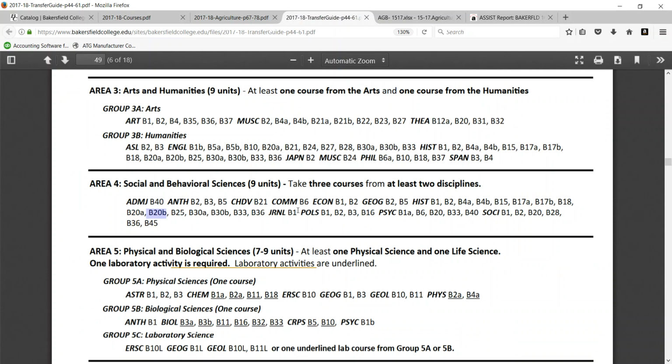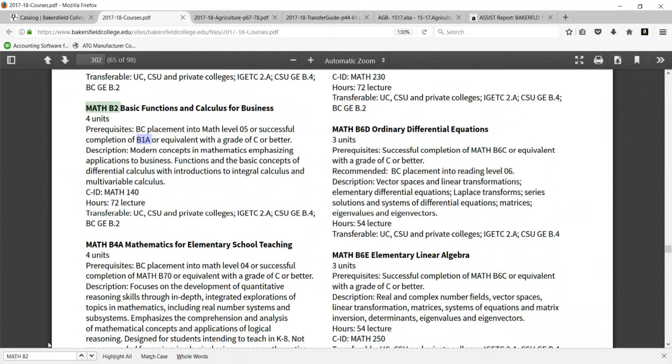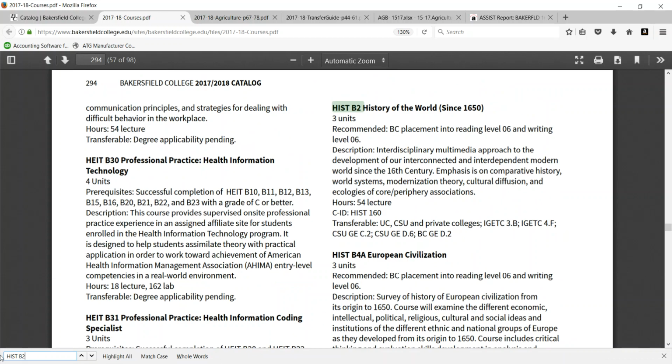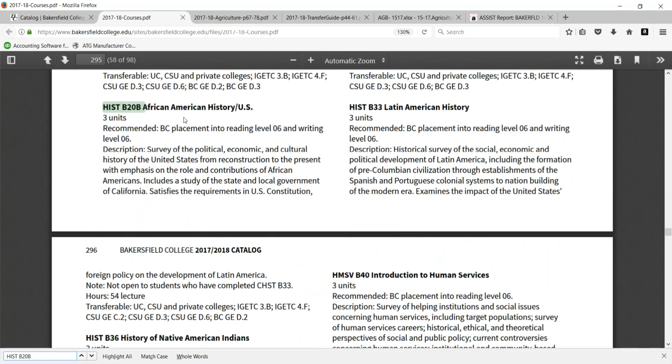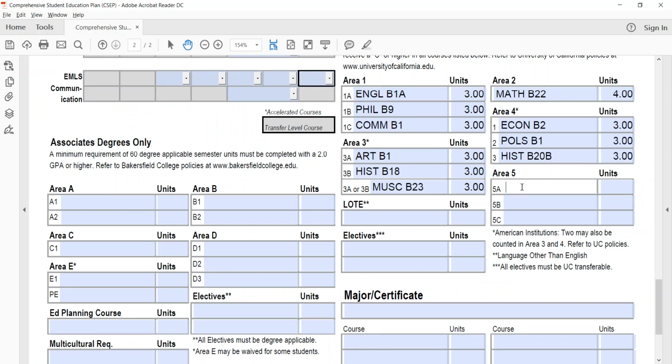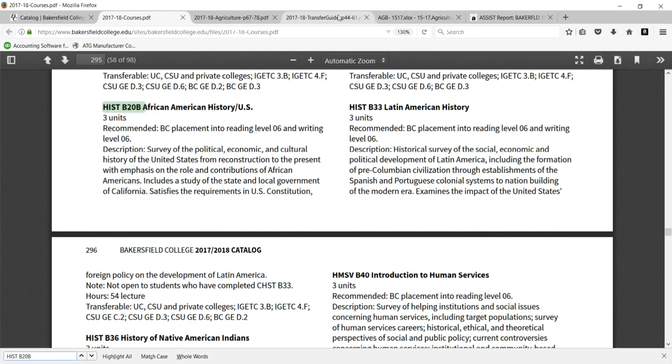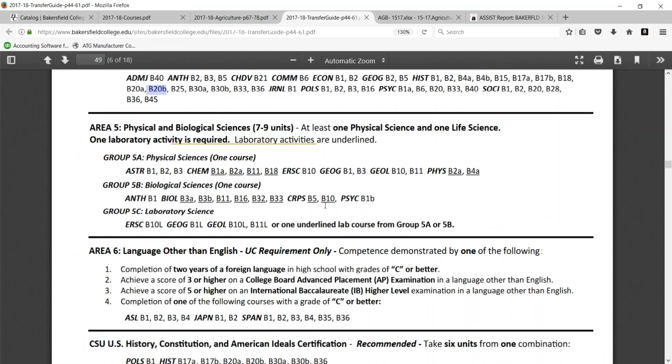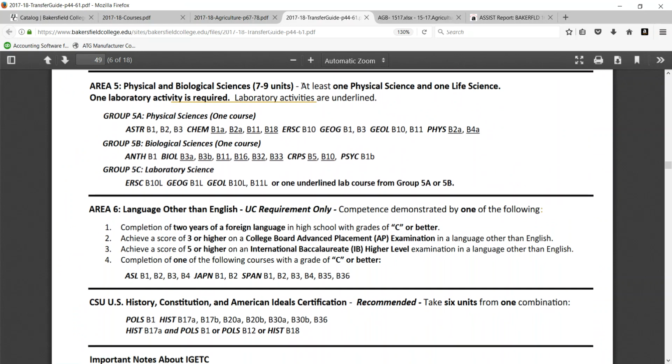And I have no idea what that's about, so I should probably go to my courses and make sure there's no prerequisites, right? I'm hoping not. Perfect. I don't have any prerequisites, and that sounds interesting. Alright, Area 5. Let's go back to our transfer guide. Physical and biological sciences. So at least 1 physical science and 1 life science.